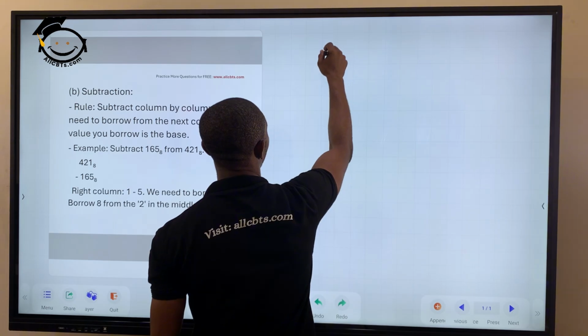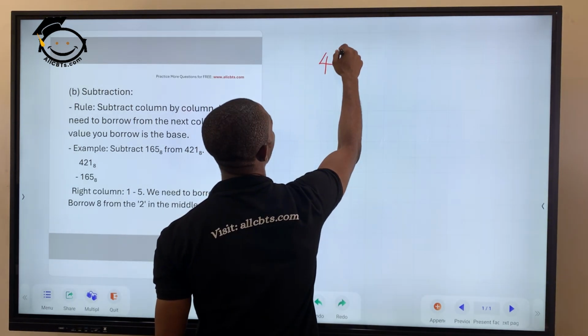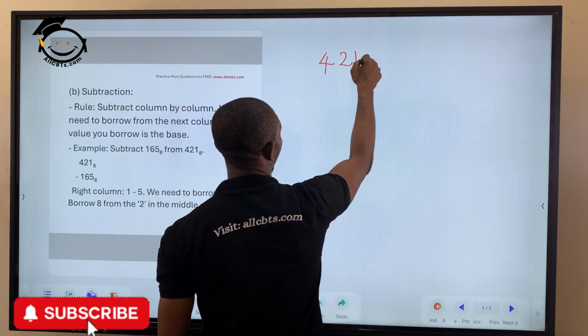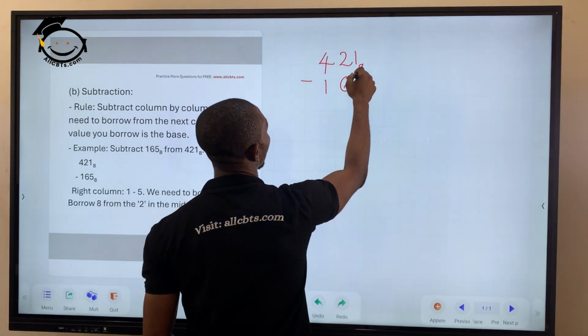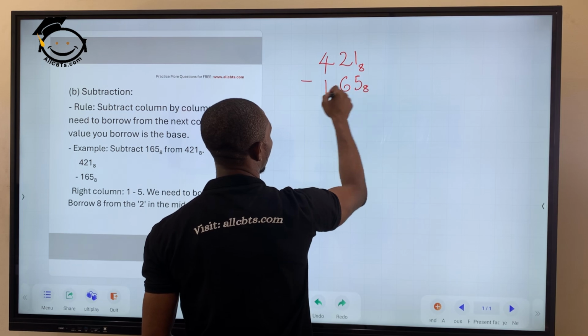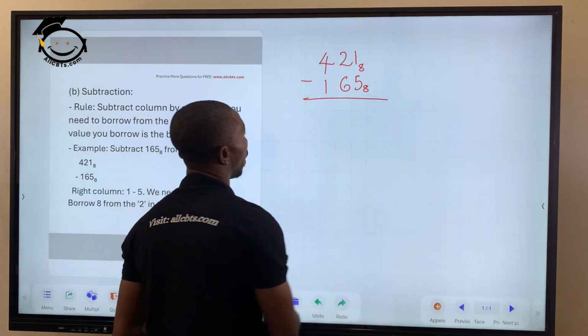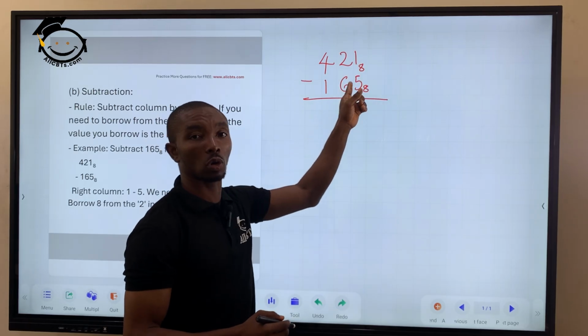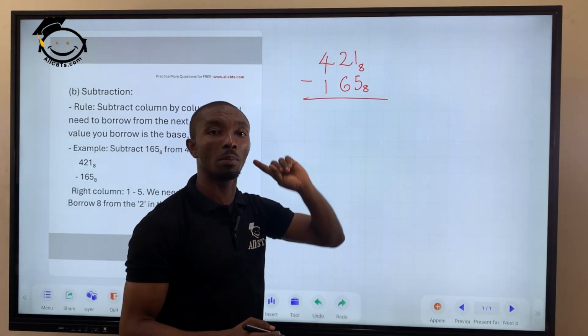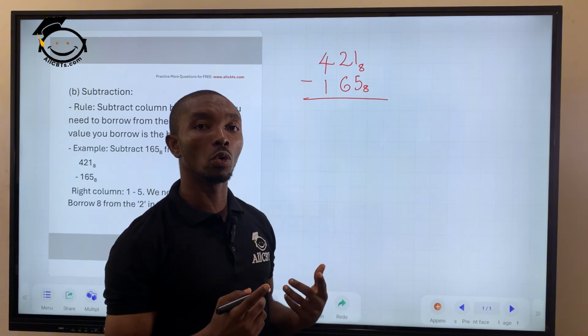This will be 421 base 8 minus 165 base 8. Now, from here, we can clearly see that 5 cannot be subtracted from 1. So we need to borrow.